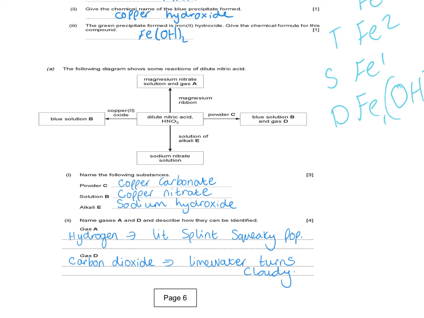Name the gases. So this is hydrogen because that's a metal on its own. So hydrogen, test for that, lit splint, squeaky pop. And then we discussed that this was carbon dioxide. So carbon dioxide, lime water turns cloudy.